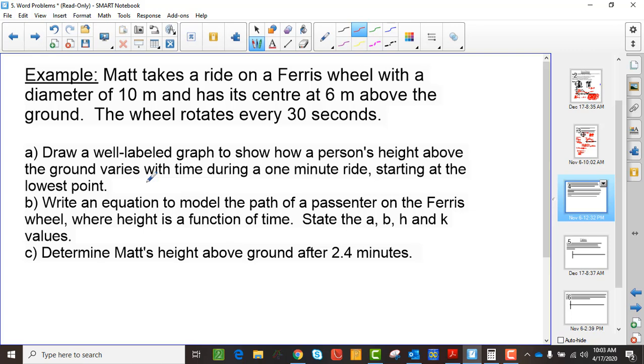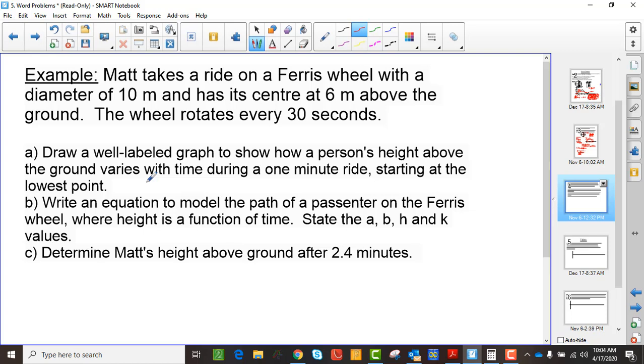It's a Ferris wheel. It has a diameter of 10. It has a center at 6 above the ground. It rotates every 30 seconds. The only difference actually is that it tells you that it has a center at 6.